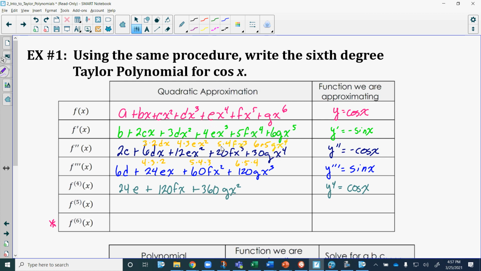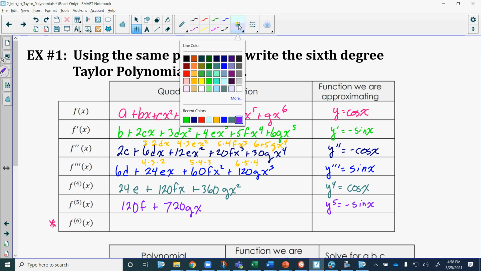The fifth derivative will be, in this case, just 120f plus 720g times x. So the fifth derivative here, the derivative of cosine, in this case, will be negative sine. And at this point, we're repeating the trig stuff. The trig stuff starts repeating itself at that point.